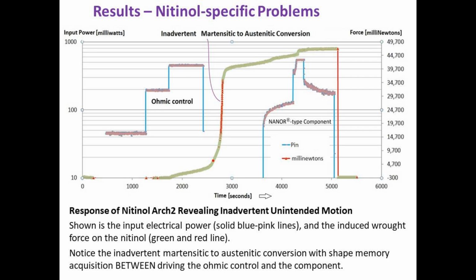This run shows some of the problems with using nitinol, which is that there can be inadvertent and unintended motion. Here, between the ohmic control and the LANR type component, enough heat had passed to cause the phase change prior to the movement between martensitic and austenitic conversion. This was inadvertent and unintentional, and is important to show.